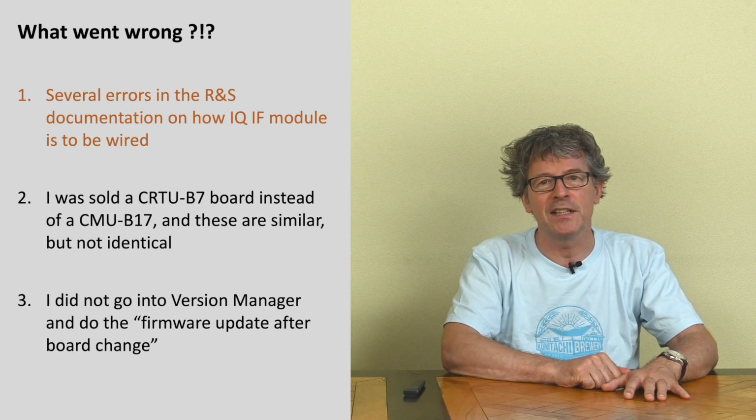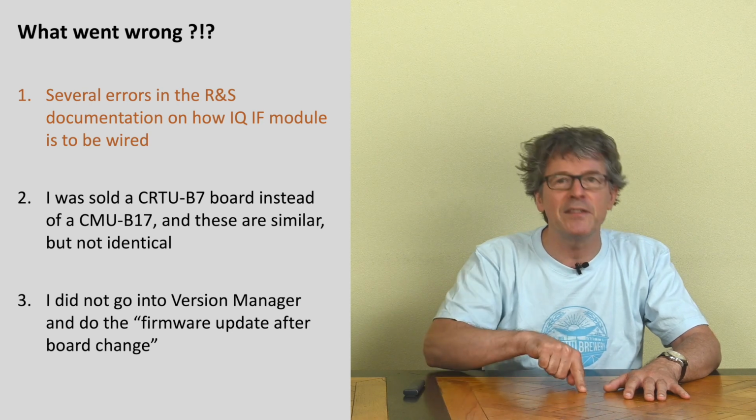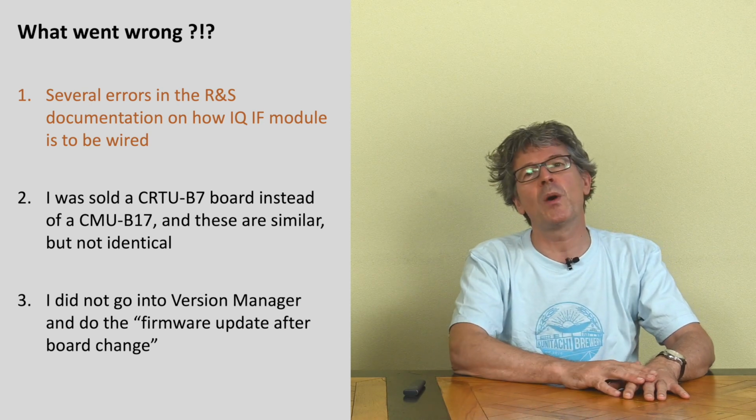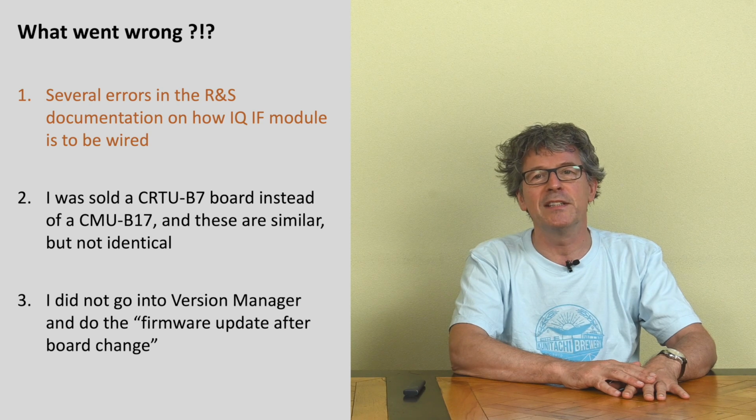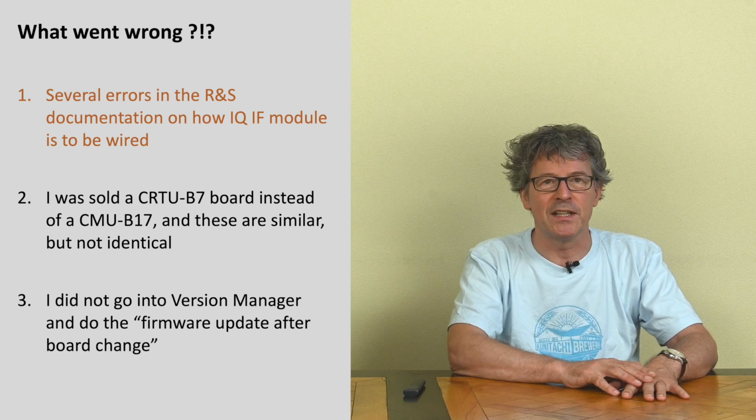You saw it, I think, in the last video, which has a wiring diagram, and exactly the same wiring diagram can also be found in the service manual of the CMU. Now let's go and look at the main issue I had with the Rohde and Schwarz documentation.